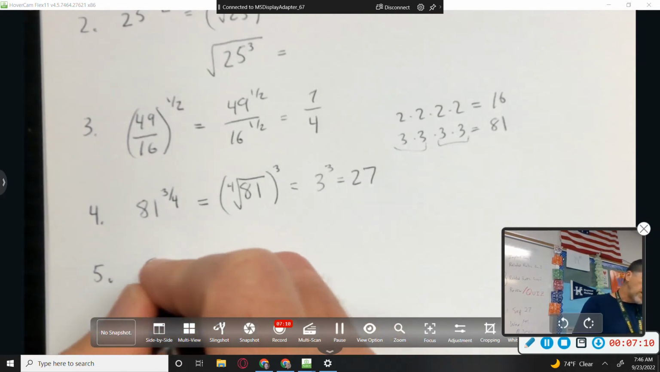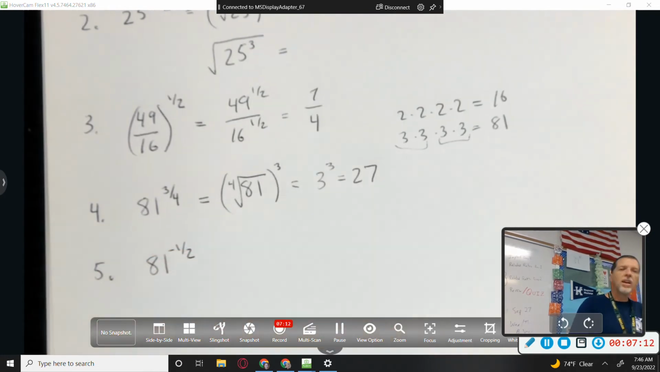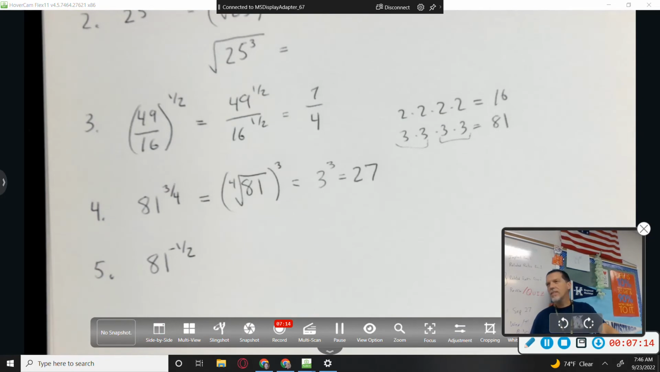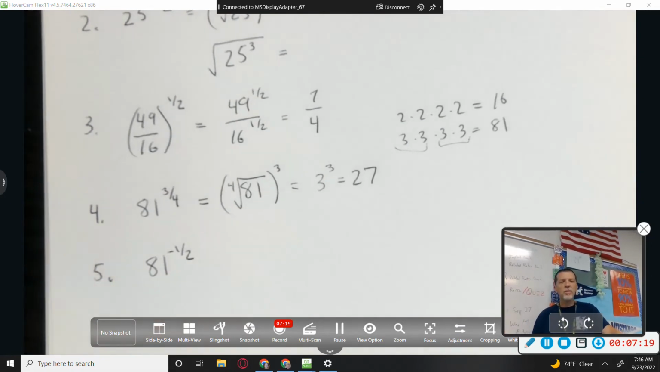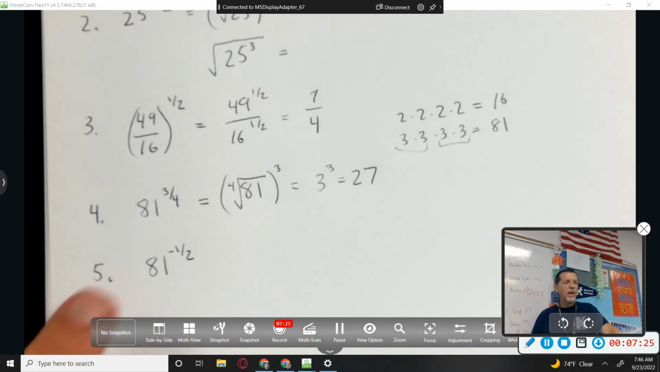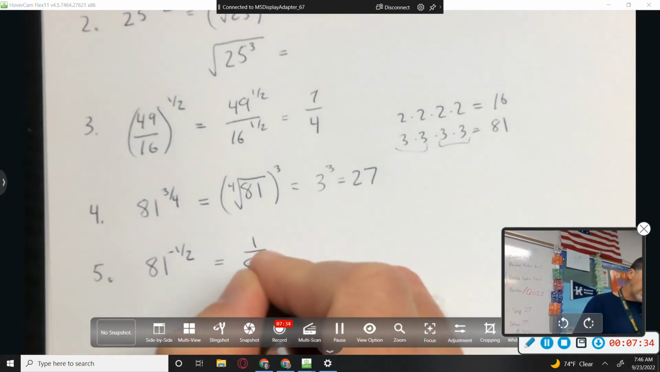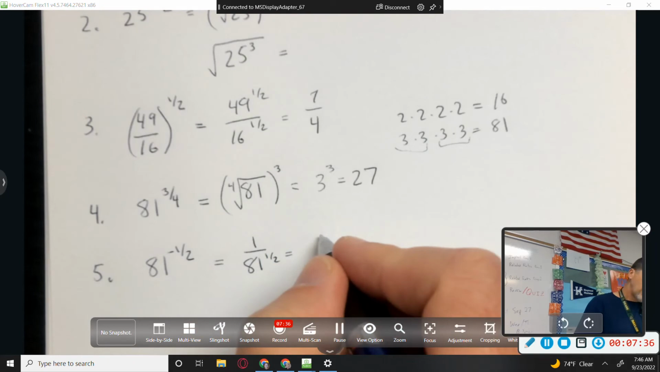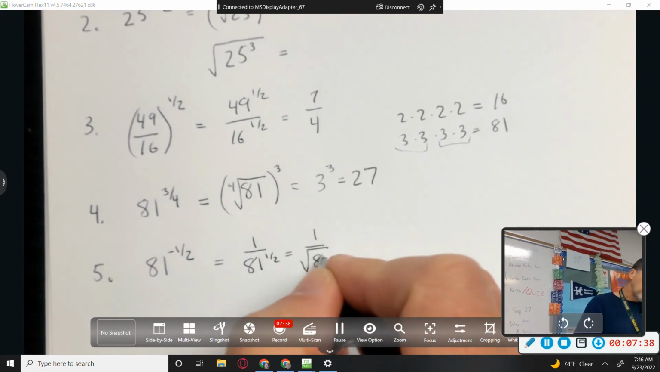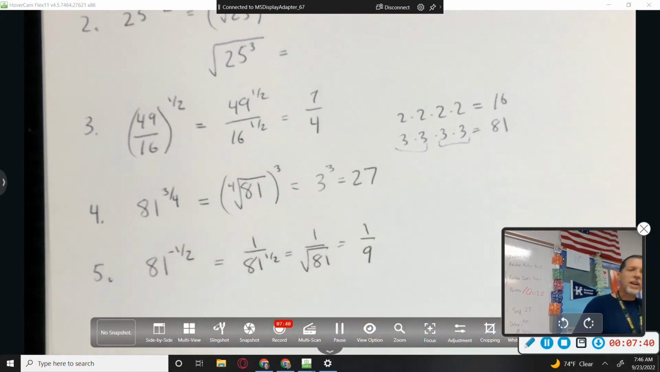Do you remember what a negative does? 81 to the negative 1/2? Flips it. Flips what? The base or the exponent? What's the base? The base is 81, the exponent's 1/2. Oh, okay, so it makes it 1. So it flips the base, so 1 over 81 to the 1/2, which is 1 over the square root of 81, which is 1/9.